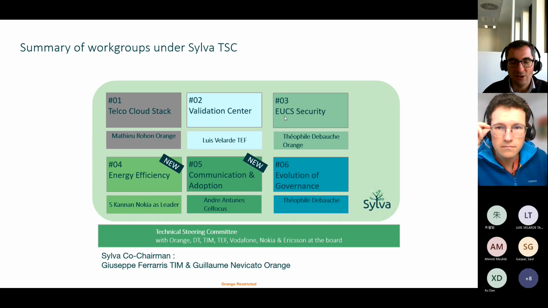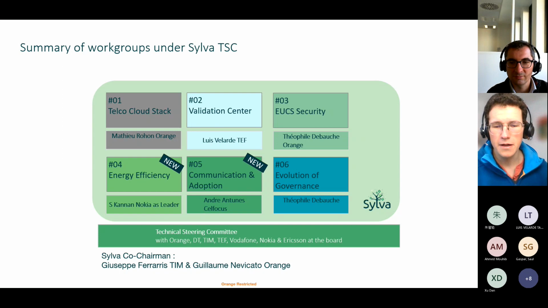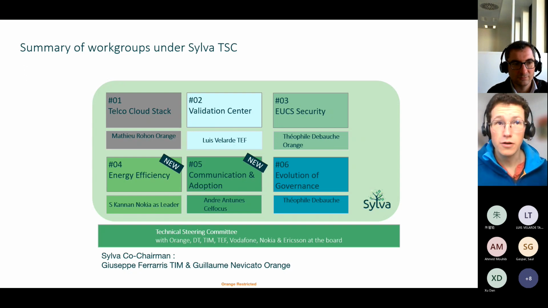The third topic is concerning EUCS security. So Théophile, if you want to say a word. Yes, hello, everyone. The third work group is about EUCS security requirements. So what is EUCS? It's a European security certification scheme for cloud providers. It should become the standard certification scheme for European cloud providers. And therefore, we at Sylva are targeting this certification scheme in order to comply with the European regulation in the future years. You may know that the regulation landscape in Europe is increasing strongly.